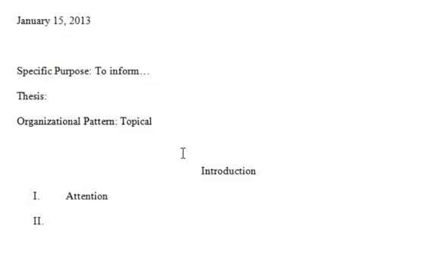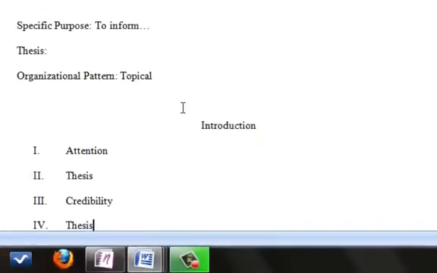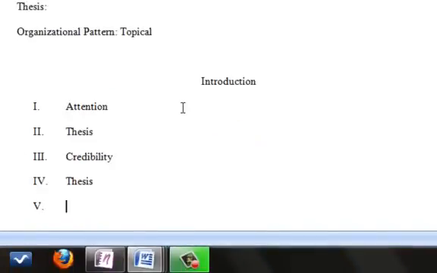I'm going to hit enter. So it's automatically created a number 2. Automatically created a number 3 as I hit enter again. So it's going to continue to create that list format for you unless you tell it to stop. And that's what I'm going to do right now.